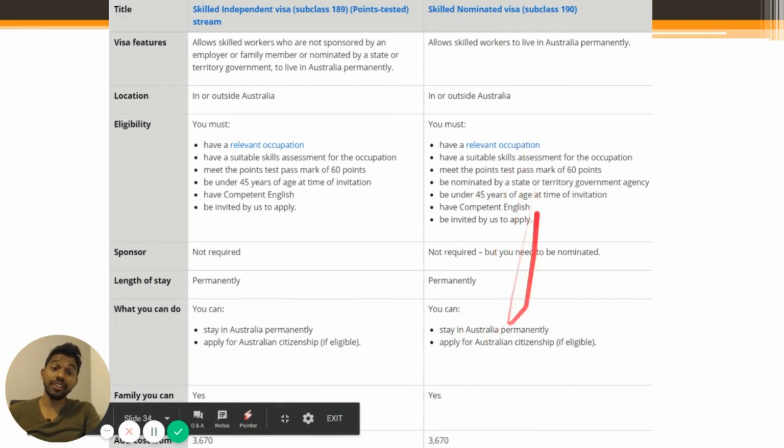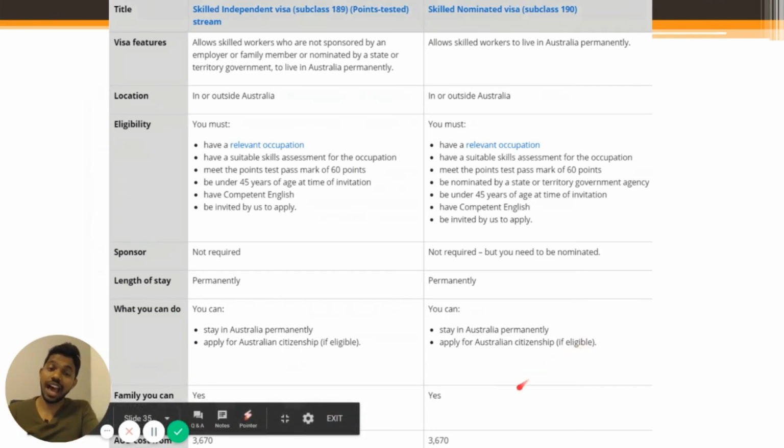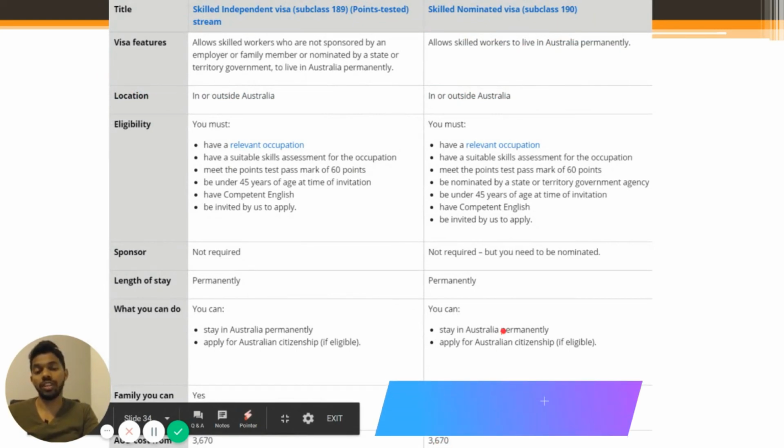Oh, and the difference in the 190 visa is that you need to stay in the particular state that you apply for for 2 years. For example, I took sponsorship from the New South Wales government, so I need to stay in New South Wales for 2 years after I get the visa. This is just to ensure that the person they're sponsoring is not moving to other states. And this visa costs 3670 Australian dollars.